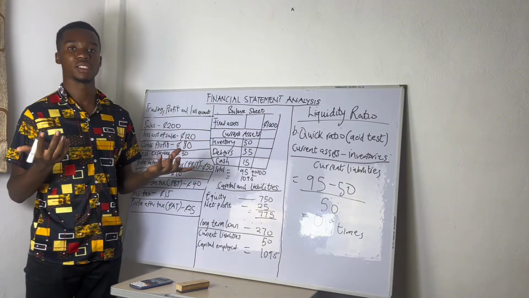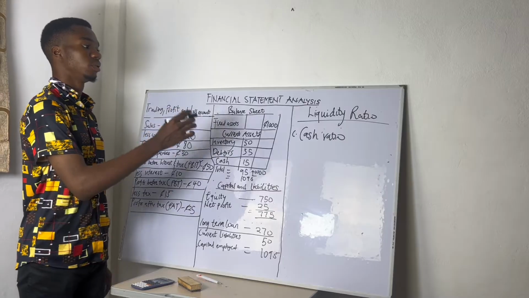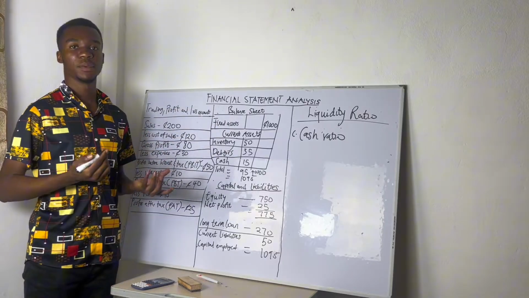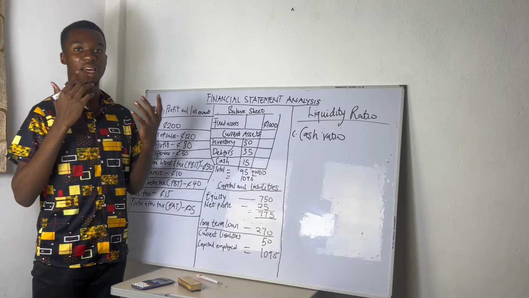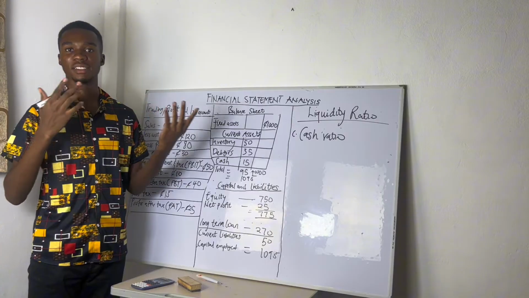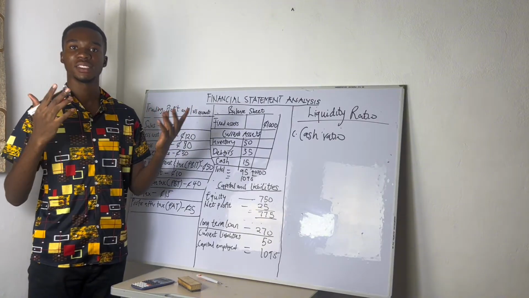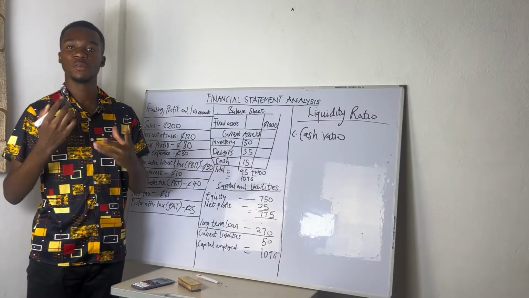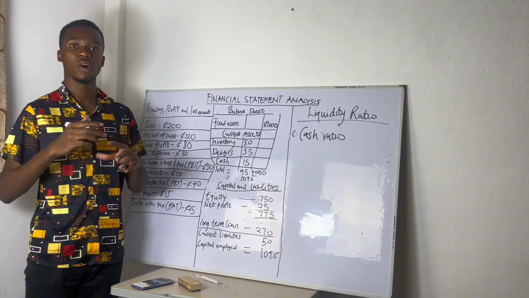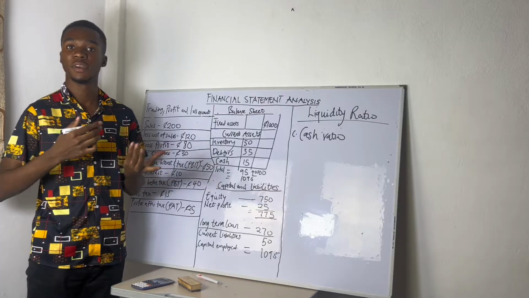Now let's move on to the next one. Now we move on to the cash ratio. The cash ratio is used to determine how well the company can pay its liabilities using the cash it has. So unlike the first one, where we were talking about all the assets it has, maybe the buildings and any other thing, this one talks about only the cash, or things that can be converted to cash in like a second, anything that can be converted to cash very quickly.